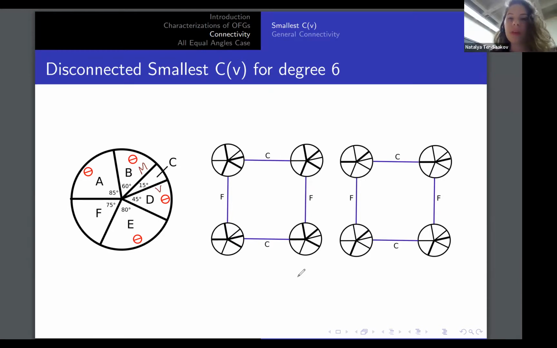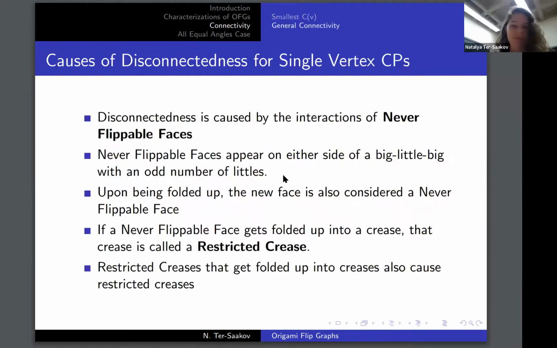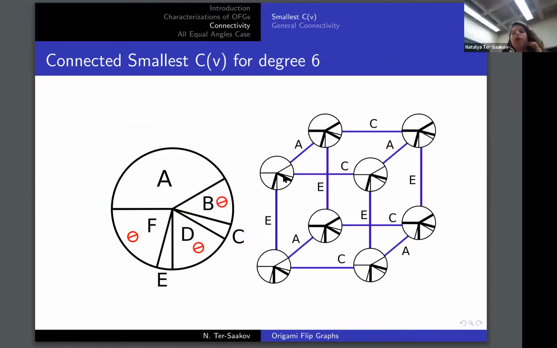So unlike this case, the very similar looking crease pattern on the next slide, which refuses to appear, apologies, has a connected hypercube as its flip graph. And here we can flip all three faces independently.